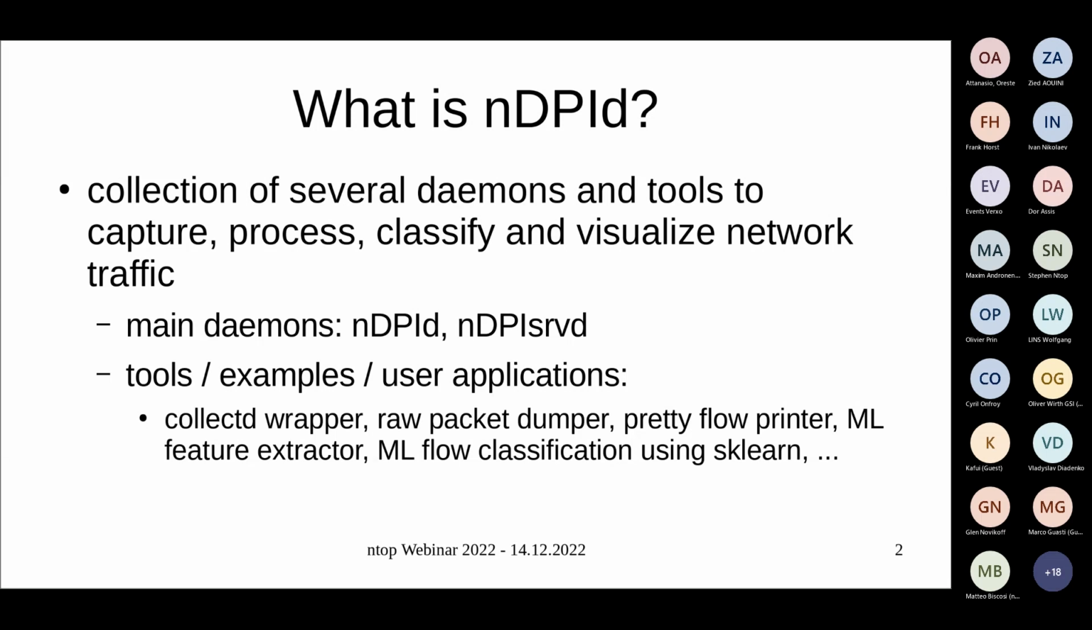For example, there's a collectd wrapper. It's just a simple application to print statistics in a way that collectd can understand. There's a flow packet dumper that dumps flows matching certain criteria to a pcap file. For example, you can automatically dump a flow that is not detected or guessed to a pcap file and can analyze them manually.